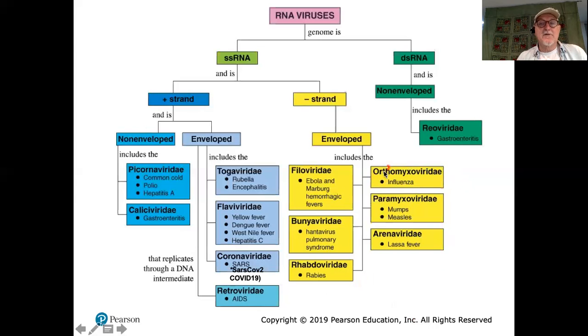Orthomyxovirus, that's one you must remember. These are the influenzas, and we'll talk some more about them. Paramyxovirus, very important childhood disease causing agents. These are the cause of mumps and of measles. Those are both still extremely important childhood diseases.